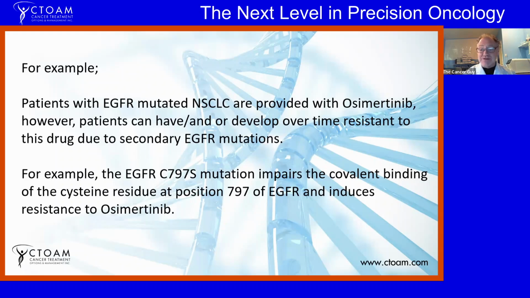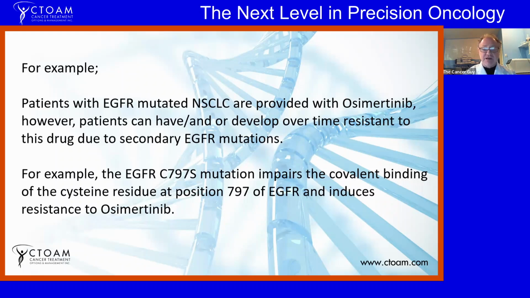We're excited when this drug came out. However, we're seeing a lot of resistance to this drug. And this is often due to what we call EGFR secondary mutations. So one example of an untargetable EGFR secondary mutation is the EGFR C797S mutation.